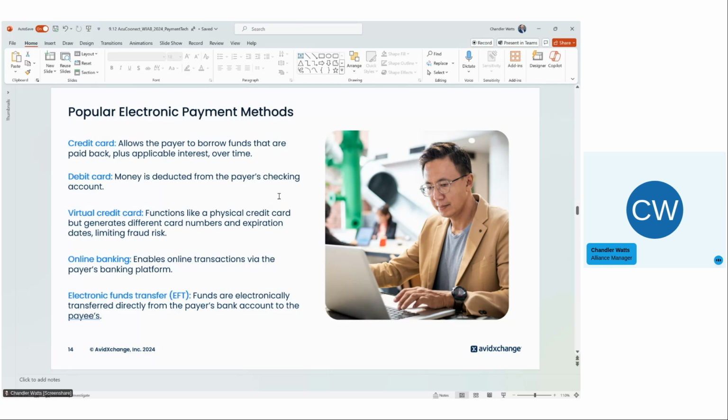Online banking is going to enable online transactions directly from that payer's banking platform, and then EFT. So these are funds that are electronically transferred directly from the bank account of the payer over to the person that they're going to be paying.